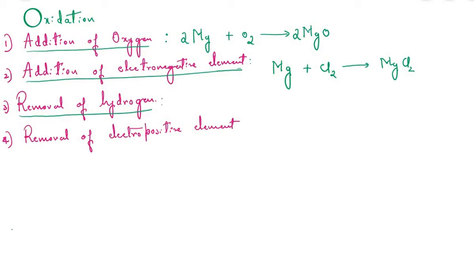So the next one is removal of hydrogen from a substance. We have a simple example, that is H2S, hydrogen sulfide. When this hydrogen sulfide is treated with chlorine, chlorine will be removing hydrogen from H2S, so we are getting HCl plus S. Since hydrogen is 2 times and Cl is also 2 times, we can write on the right hand side 2HCl. Hence we call even this reaction an oxidation reaction.